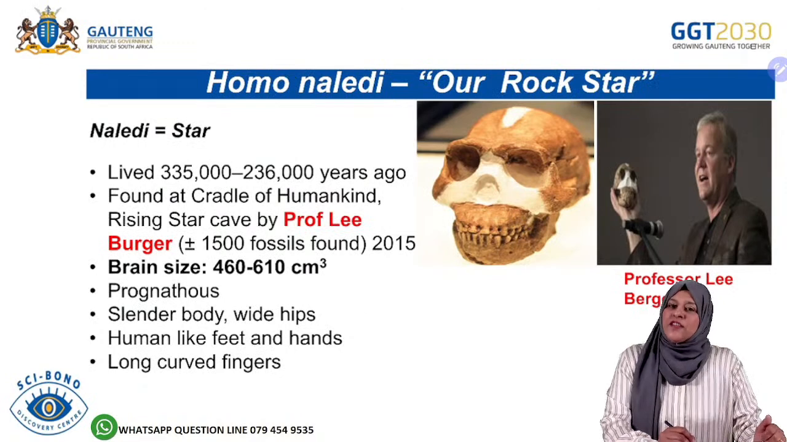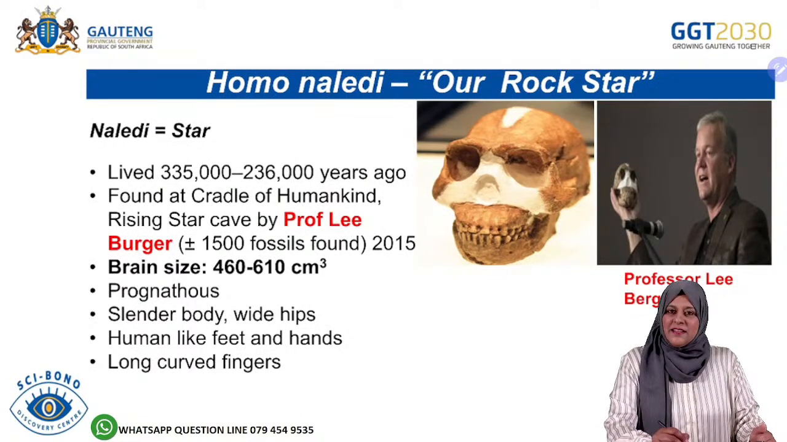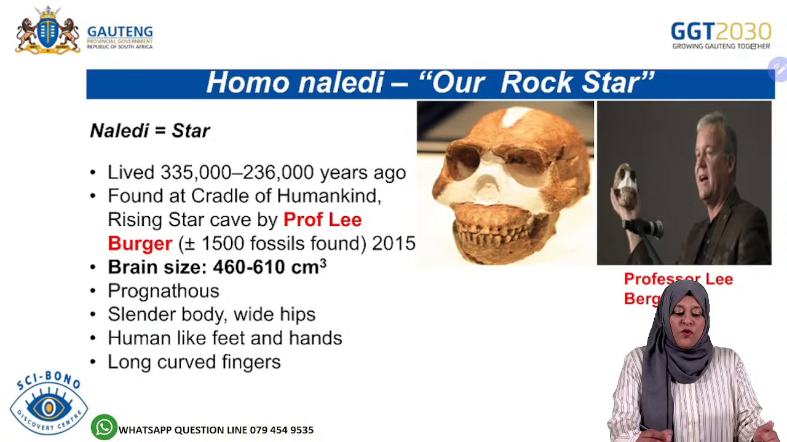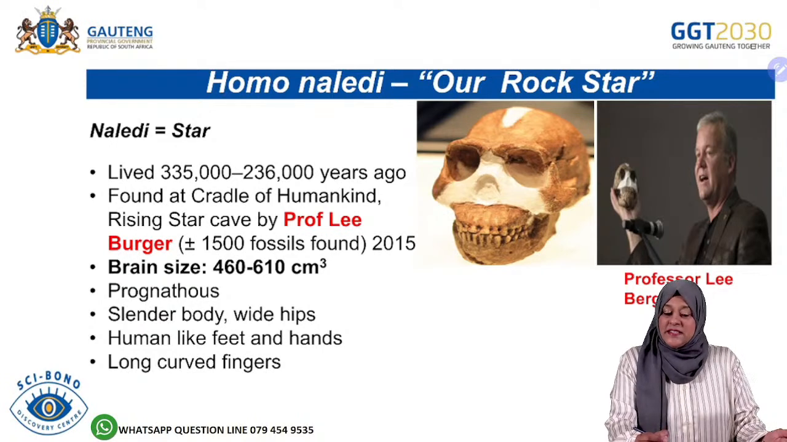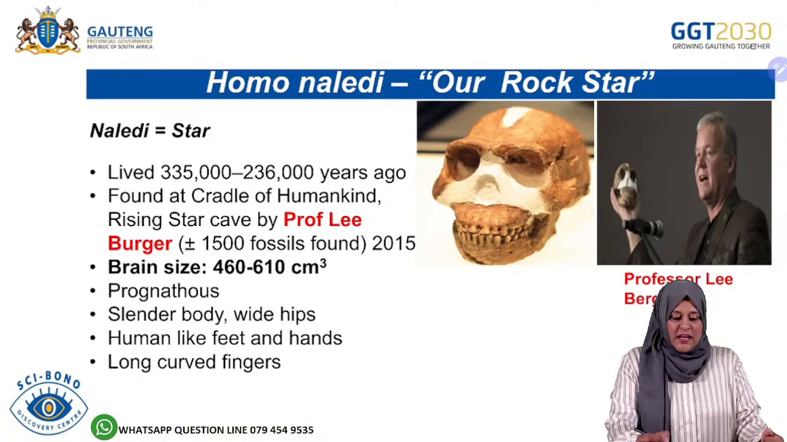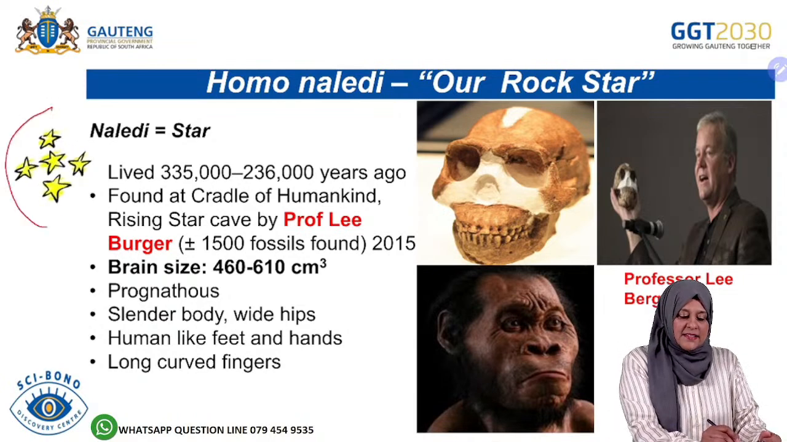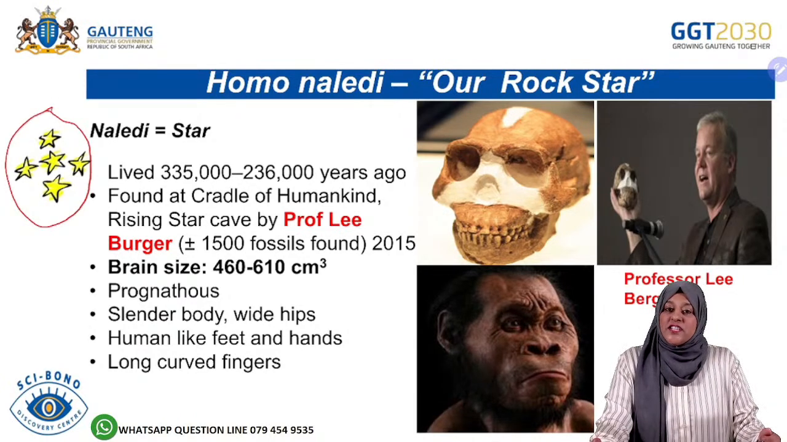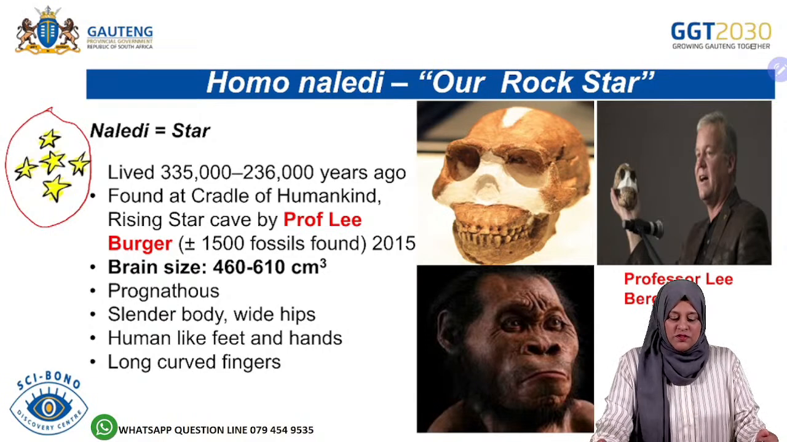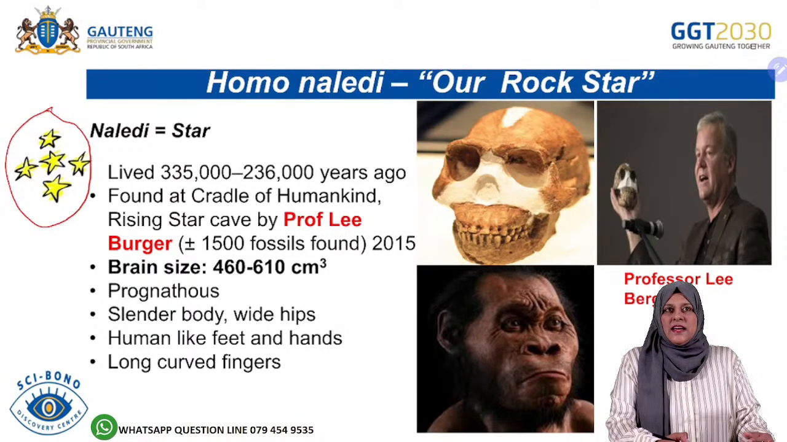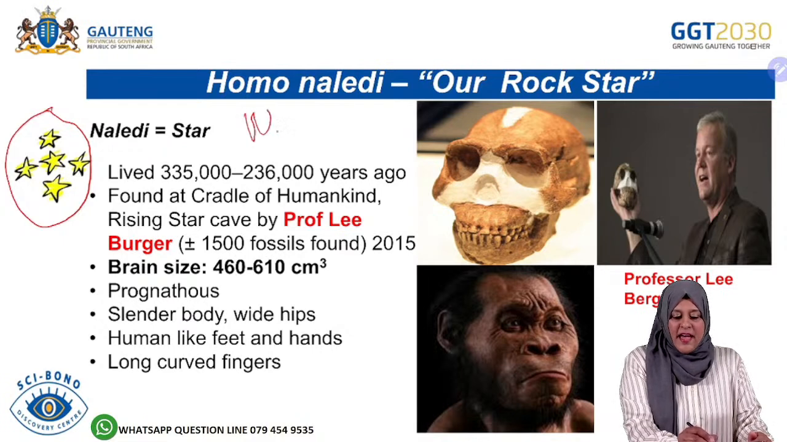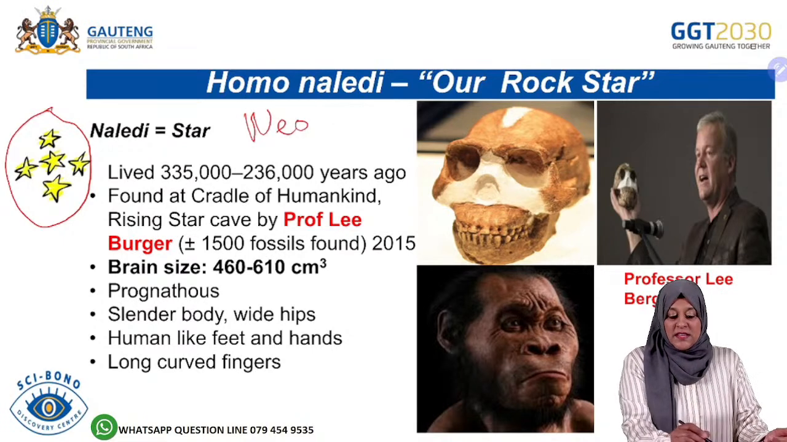Now we come to our rock star. Guys, we have a rock star in South Africa, and our rock star is Homo naledi, right? Naledi means star, and it was found in the Rising Star Cave in the cradle of humankind. So this slide, this is what a Homo naledi probably looked like. And this slide has a star, which is our South African heritage, which you must know about, right? Homo naledi is nicknamed Neo, and Neo means gift. So this was a gift to us, right?